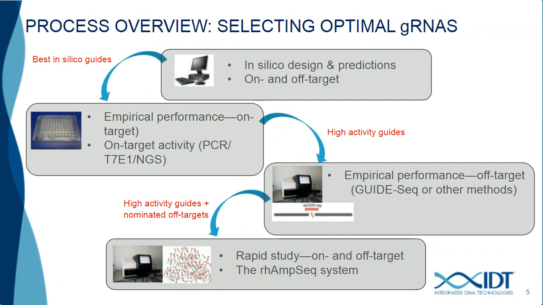Thus, selecting optimal guide RNA usually begins by selecting the best guides based on in silico predictions of on- and off-target editing efficiencies, and verifying the guide's performance using a quick on-target editing activity assay. This is then used to select the most efficient guides, which can have off-target effects nominated using an empirical method, like GuideSeq or ChangeSeq. From here, editing can be quantified at on- and off-target sites simultaneously using a multiplexed PCR, which is possible using the rhAmpSeq system that I'll discuss shortly.